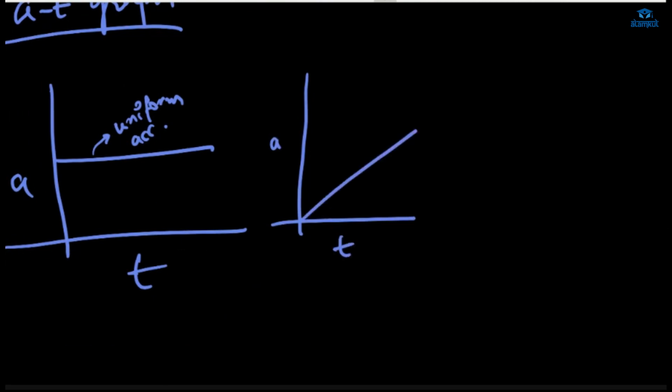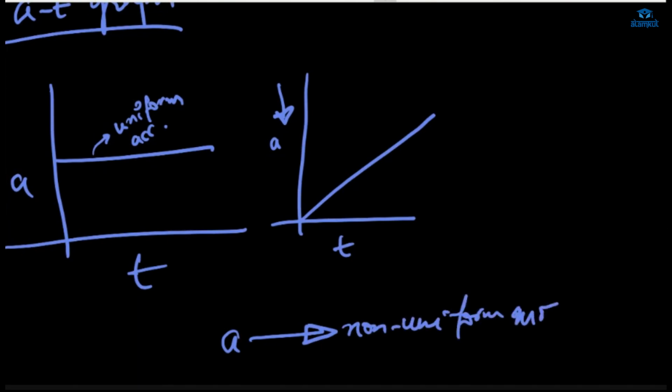Acceleration time graph. When the acceleration time graph is like this, what kind of motion is this? Obviously, this is non-uniform motion. But what kind of acceleration is it? Uniform acceleration. What do you say, Razi? Uniform motion? If you are talking about acceleration, how can the motion be uniform? The uniformity of motion is not there. Acceleration means non-uniform motion.